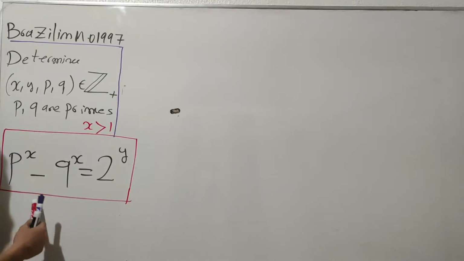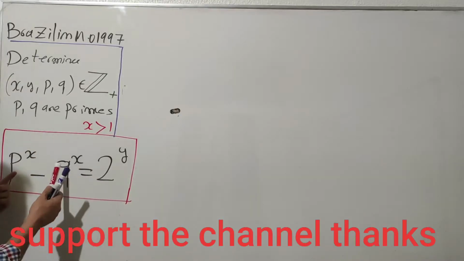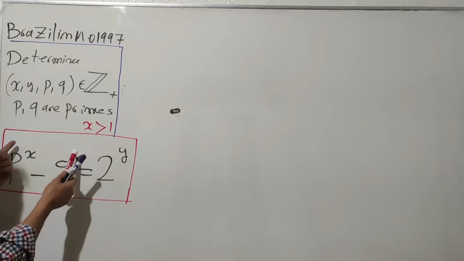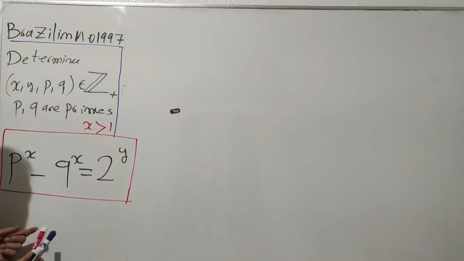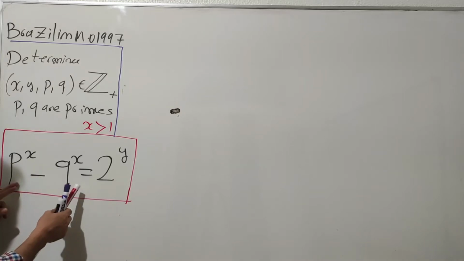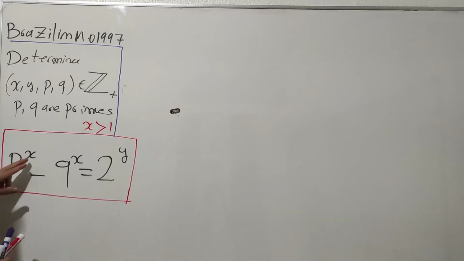Even though the structure of this equation is very nice, because you have a difference of two primes with the same exponent equal to a power of 2, this is a nice thing. But the not so nice thing is that we have four unknown variables: x, p, q, and y. Now let's get started with the first step.